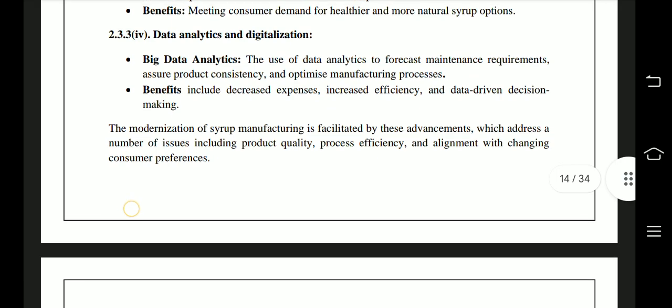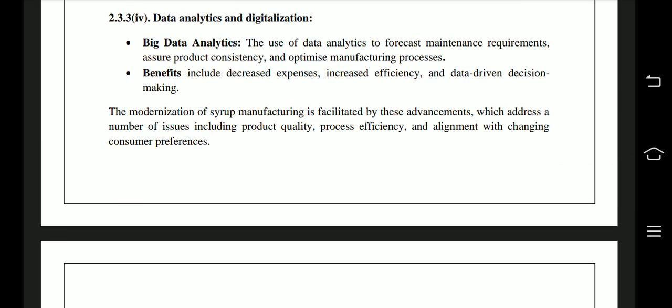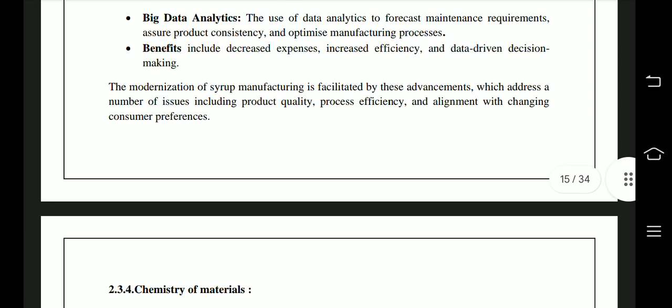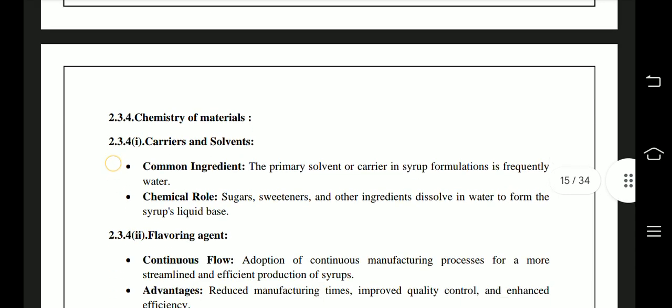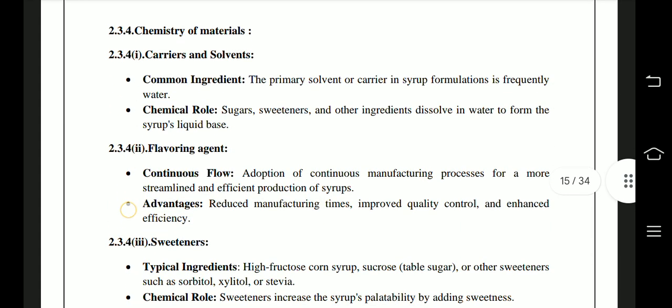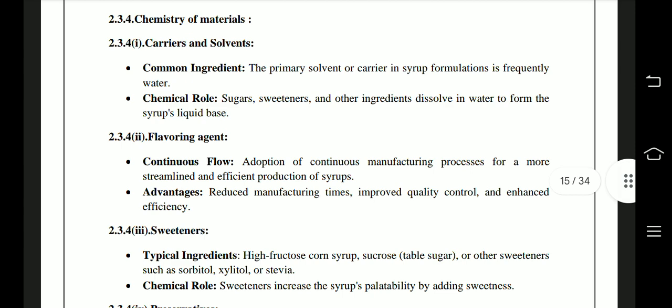The modernization of syrup manufacturing is facilitated by these advancements, which address a number of issues including product quality, process efficiency, and alignment with changing consumer preferences. Chemistry of materials involved in syrup. First step is carriers and solvents. Common ingredients: the primary solvent or carrier in syrup formulation is frequently water. Chemical role: sugar, sweeteners, and other ingredients dissolve in water to form the syrup liquid base.